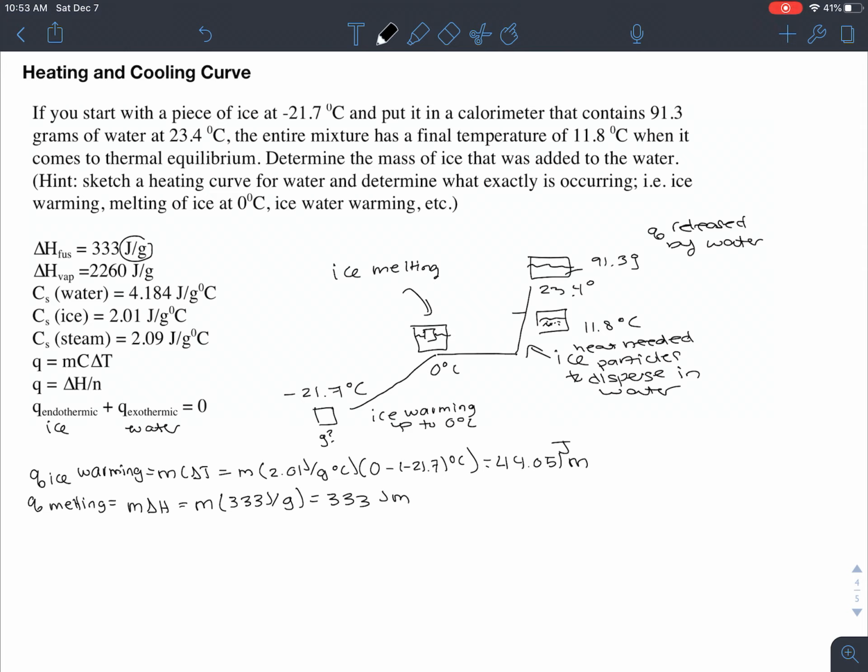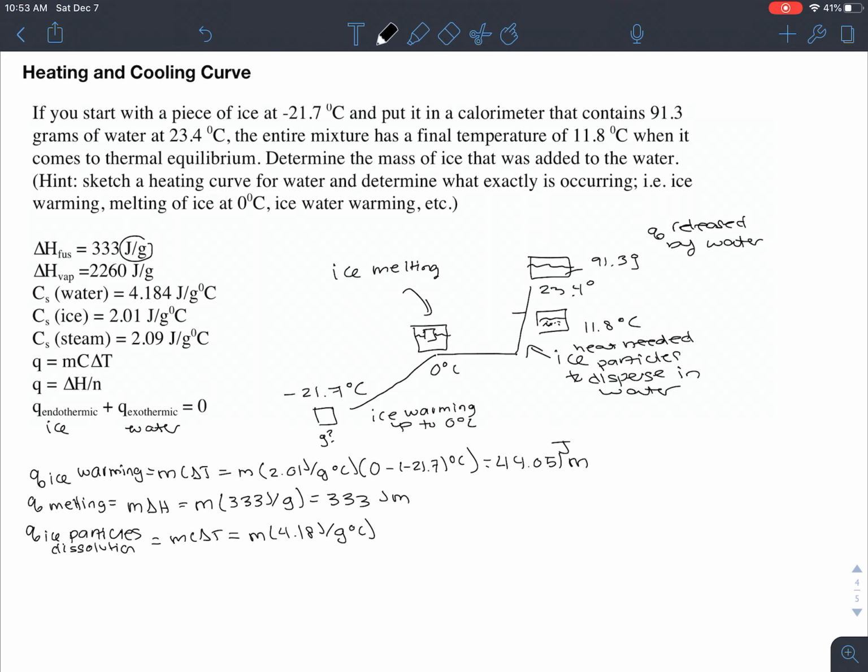Great. Then I have the ice dissolution in the water, the heat needed for those particles, once melted, to dissolve in the water. And that'll be MC delta T. I don't know my M. I'm now in the water, so I use the specific heat of the water. And I use my thermal equilibrium temperature because I'm trying to figure out how much heat was needed from 0 to go to 11.8.